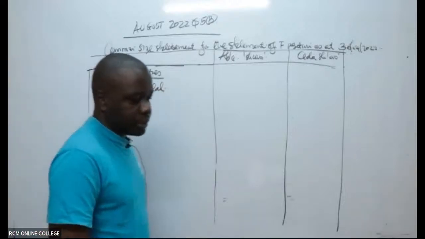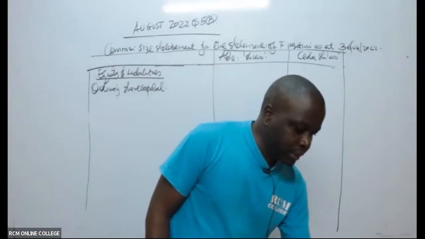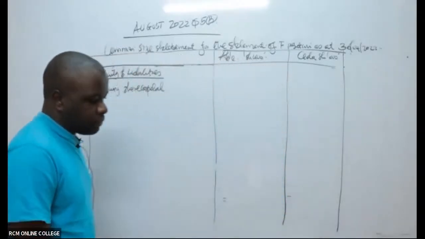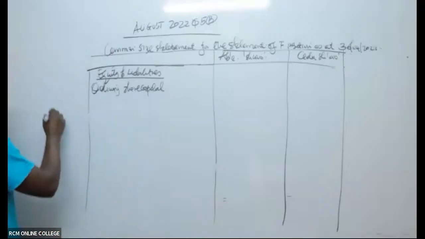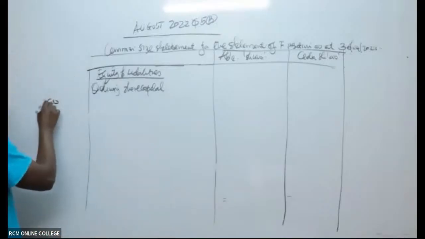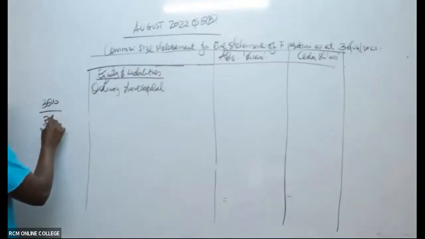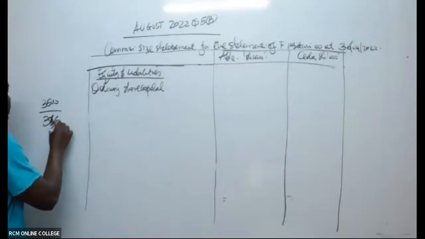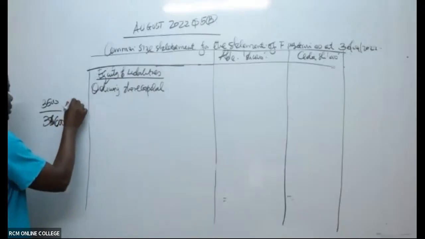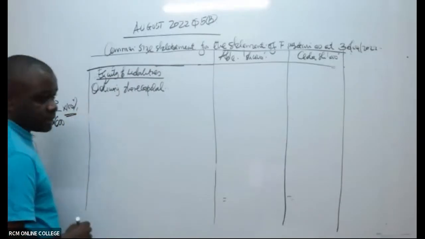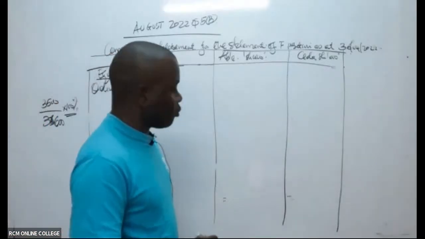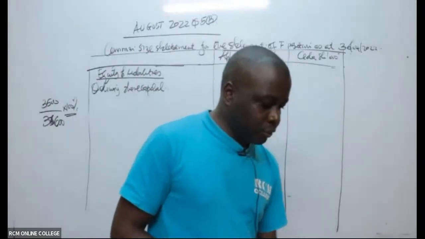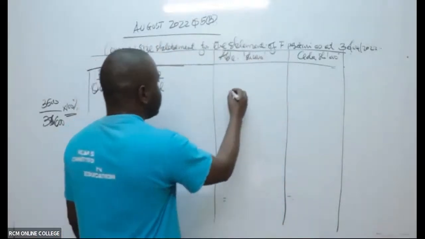For ordinary share capital, in this case, you're told the amount is 3.5. So you take 3.5, 100 divided by 33,600, then you multiply by 100%. How much are you getting for the ordinary share capital? That is 10.4%. So averagely that is 10%.